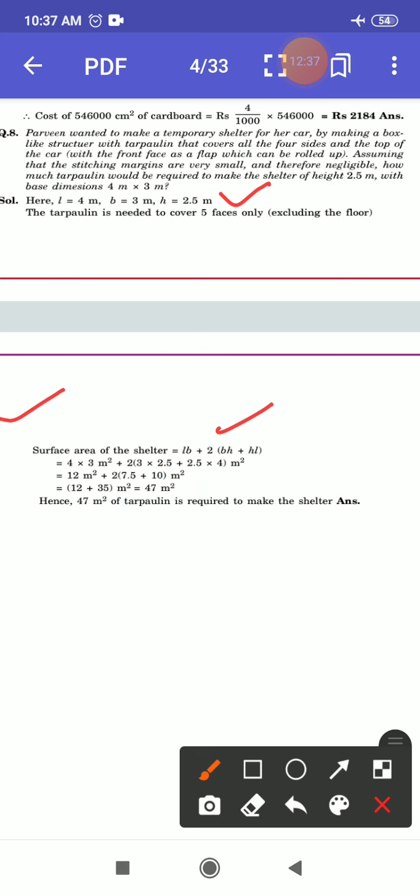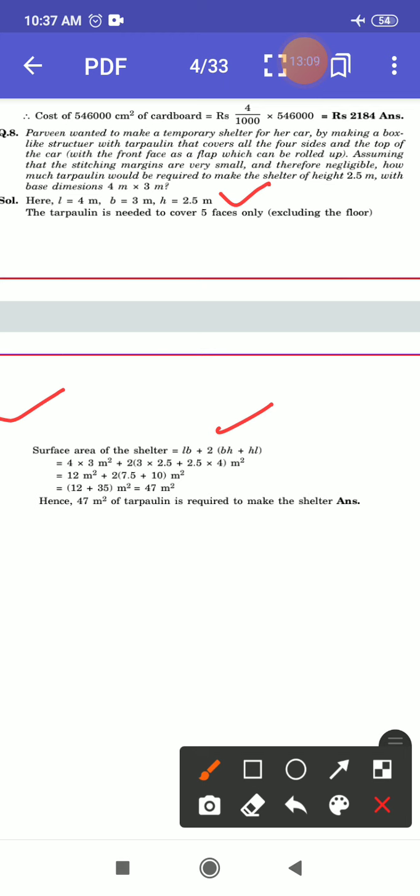Then you very well know that 47 meter square of tarpaulin is required to make the shelter. But you have to see that when you have to cover any type of car, at that time the cover is in the form of a cuboid, and the cover is open at one end, and that end is the base. So it is open at the end of the base.